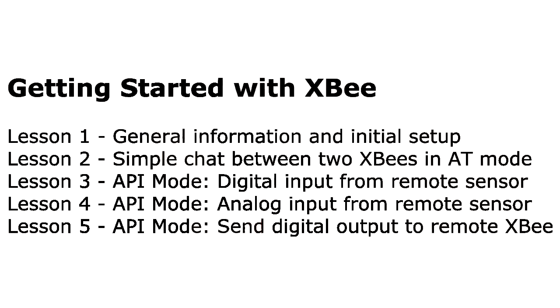Here's a summary of each lesson. Lesson 1 has general information about XBees and covers initial setup. In Lesson 2, I show you how to create a simple chat using two XBees in AT mode. Lesson 3 gets us into API mode, where we will gather digital input from a remote XBee. Lesson 4, we stay with using the API mode and gather analog data from a remote XBee. Lastly, with Lesson 5, we finish with sending digital output to a remote XBee.